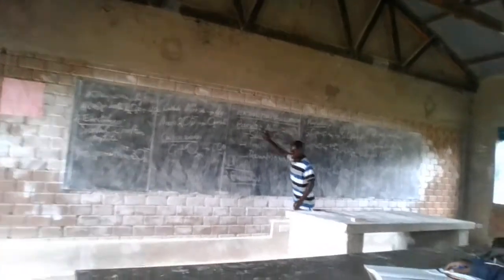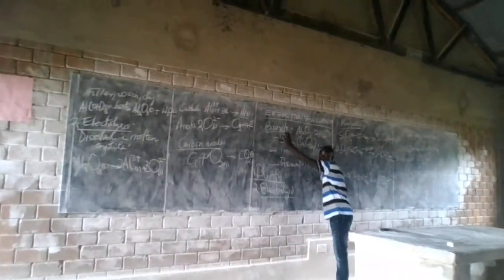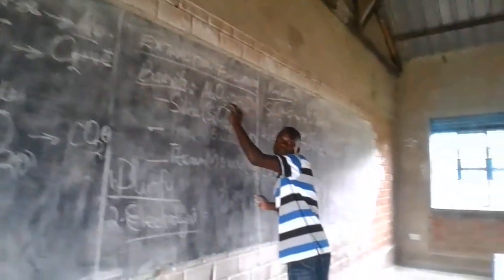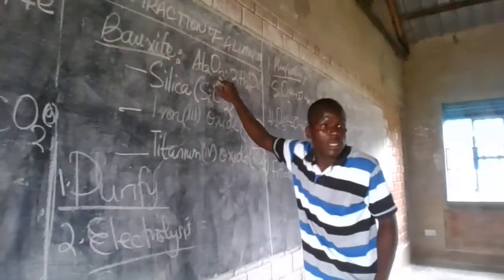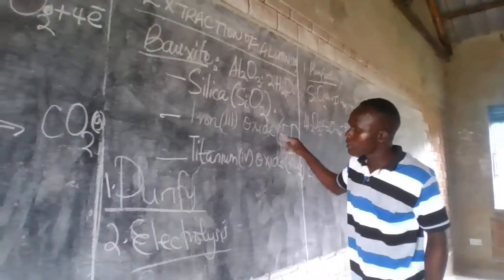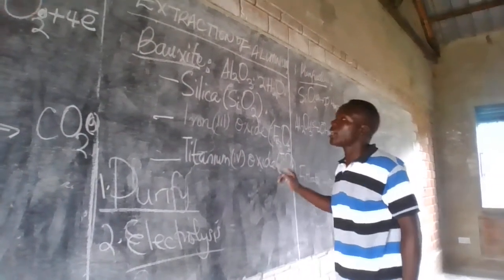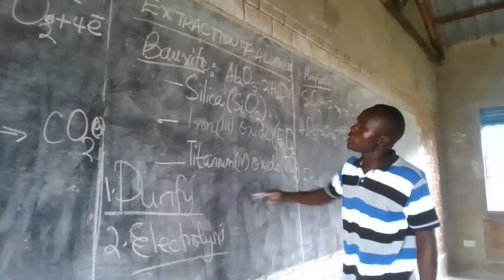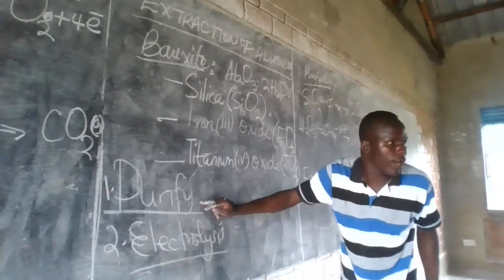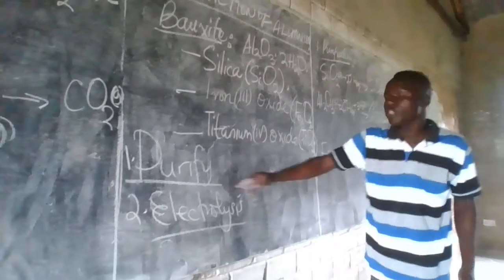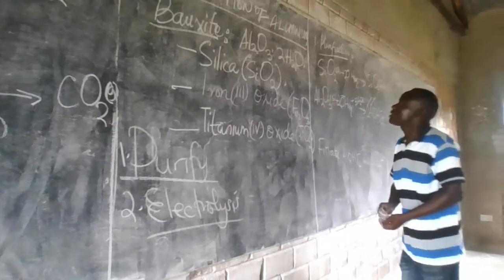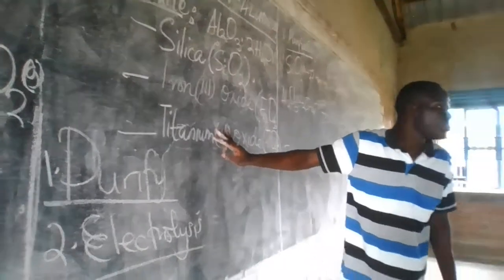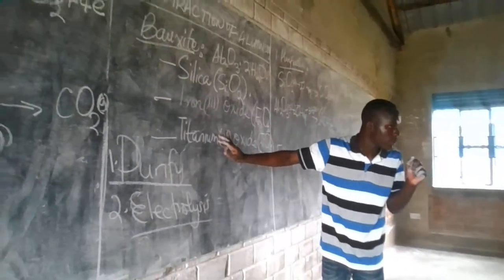Say you want to extract aluminium from the bauxite. The bauxite has impurities which are there: we have silica, iron(III) oxide, and titanium(IV) oxide. So for us, the first step we have to do is to purify the ore. So in the process of purification of the ore, the first thing we do is to dissolve the whole ore in sodium hydroxide, the concentrated one.